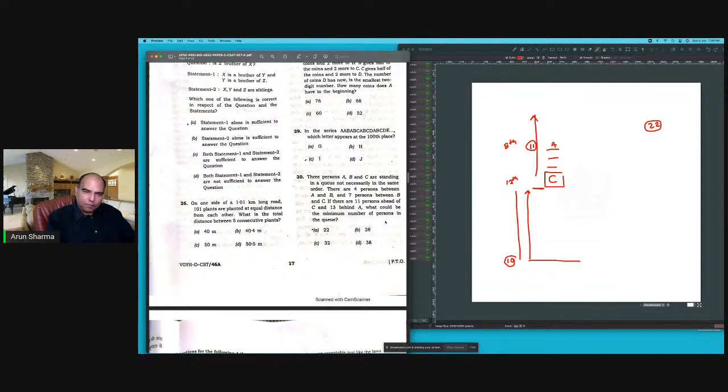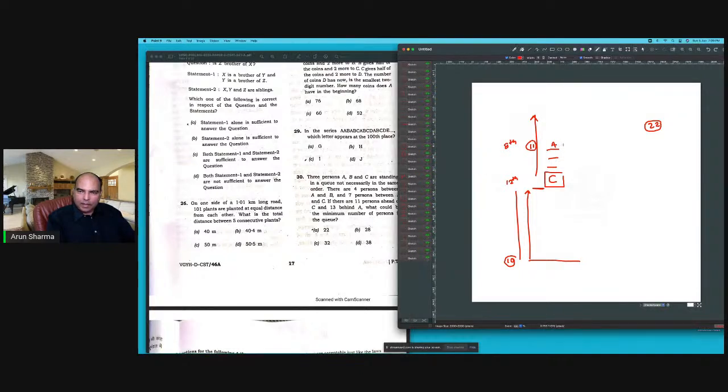And there are four persons between A and B, and seven persons between B and C. So four persons between A and B, agar main A, B ko 7th kar do, four persons, 1, 2, 3, 4. So 10, 9, 8, 7. So B becomes 6th. So I've got 4 and 3, 7 people between B and C in this case. So all the conditions are met here.